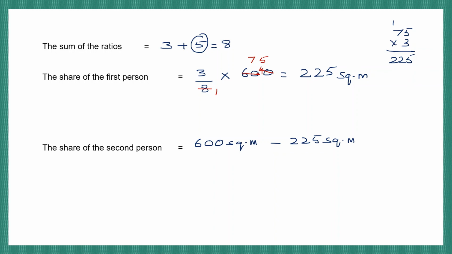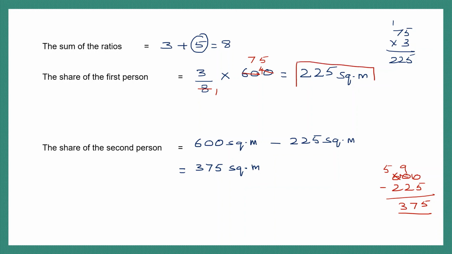So let's subtract 600 minus 225. Let's borrow 5. 10 is 9. 10 again. 10 minus 5 is 5. 9 minus 2 is 7. And 5 minus 2 is 3. So we have got 375 square meters as the share of the second person. So now we have found the share of the first person to be 225 square meters and the share of the second person as 375 square meters.